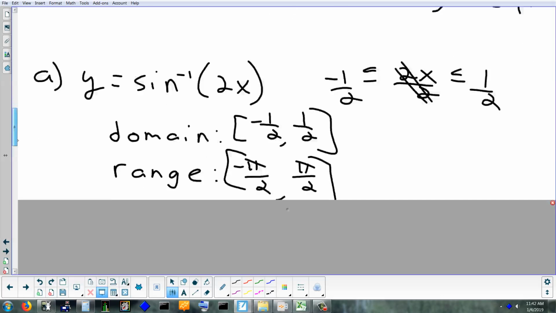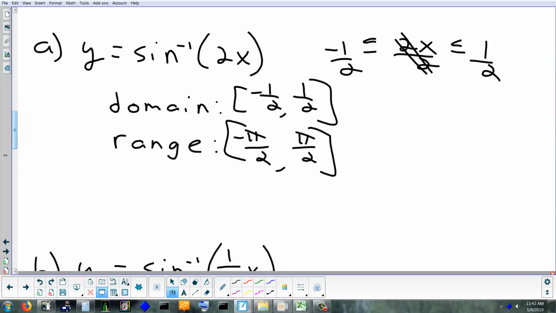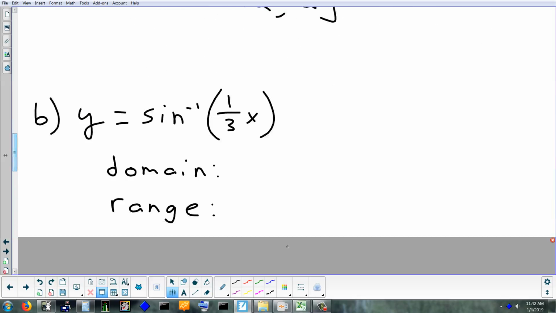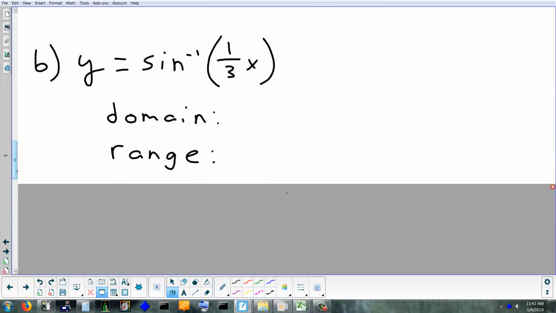Any question on finding the domain and the range stayed the same? All right, same setup here. We've got a number in front of x again, so we already know range is going to stay the same. So let's copy that down. Negative pi over 2 to pi over 2.